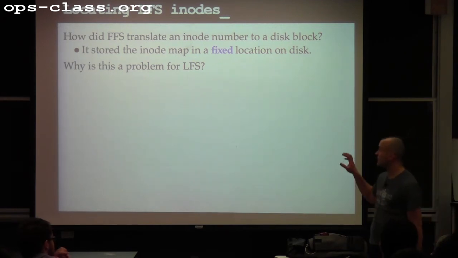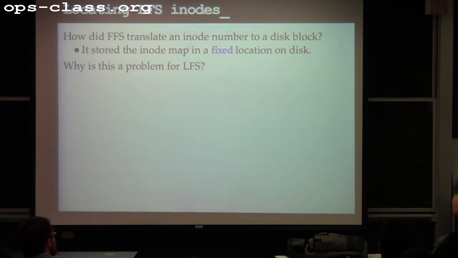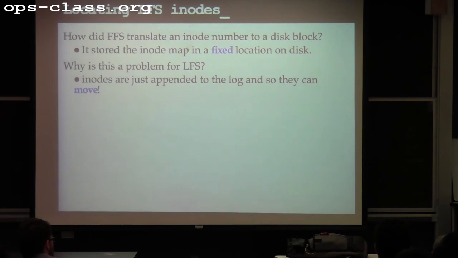Yeah, so in theory, a log structured file system could put them at a fixed location and it could log just in between them. But then all the writes to these inode maps are going to generate a seek, right? And I don't want to do that. So where do the inode maps end up in a log structured file system? They're just appended to the log. And so they can move, right? And so now how do I find the inode map?